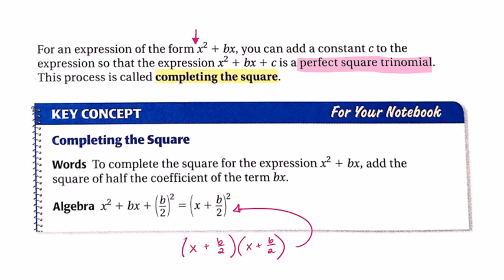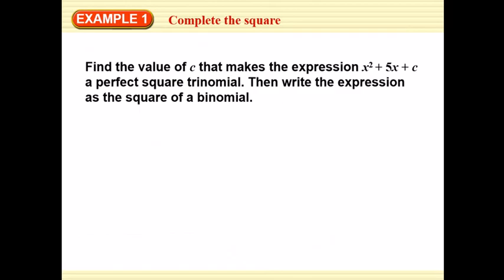How we get there is we need to confirm that the leading coefficient on the x squared term is 1. Then whatever this b value is, the coefficient of x, we take that b value, divide it by 2, and then square it. When we factor it, b over 2 is the value I fill in for my perfect square trinomial. So let's look at an example. Complete the square. Find the value of c that makes the expression x squared plus 5x plus c a perfect square trinomial, and then write the expression as the square of a binomial.